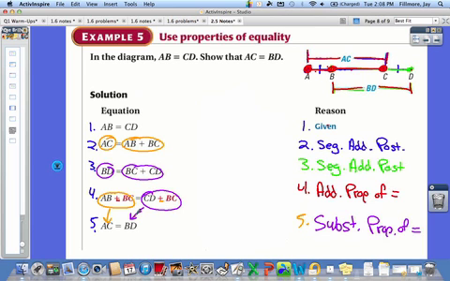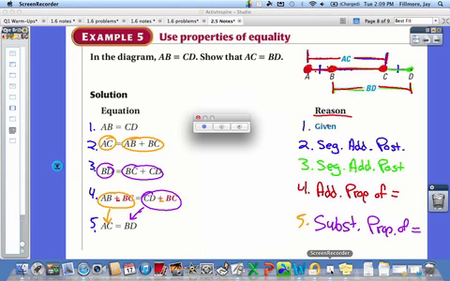We will talk a lot more about these types of problems in sections 6 and 7, but this is kind of an introduction with how we can justify our steps or give reasons using properties and postulates from geometry. And that concludes section 2.5.